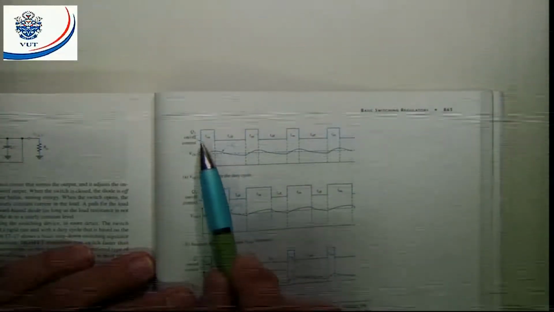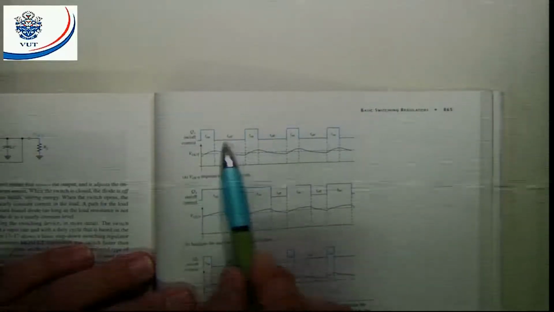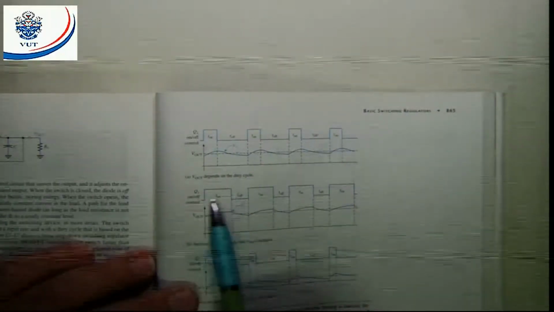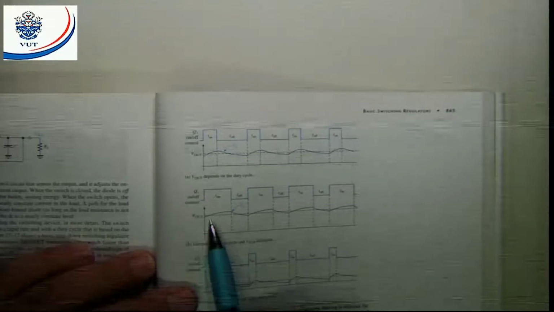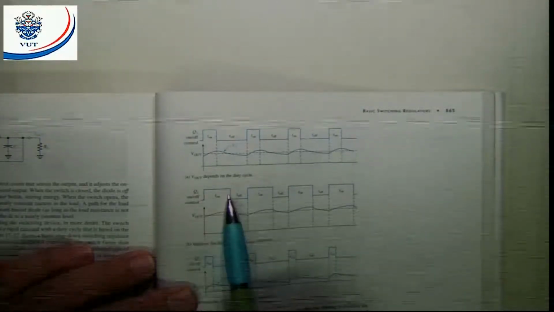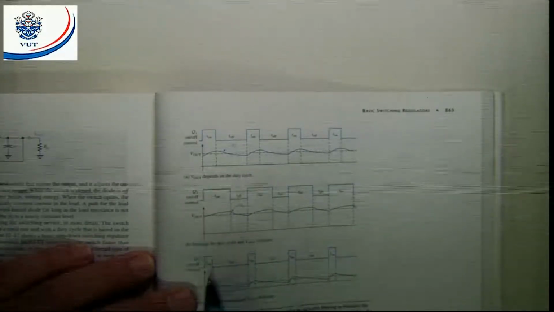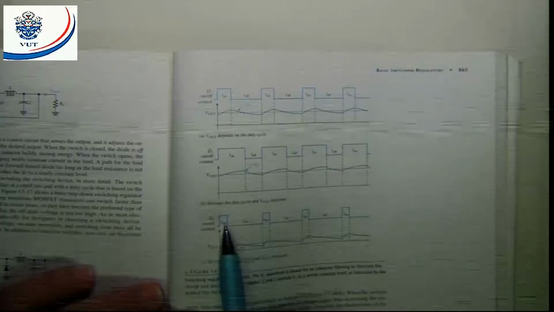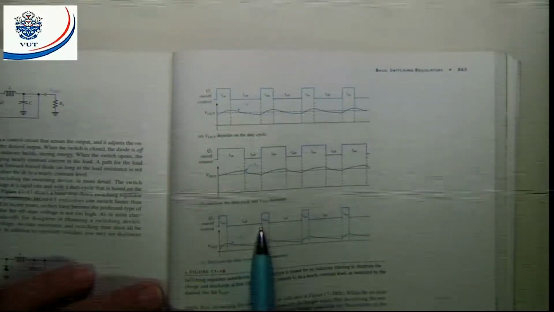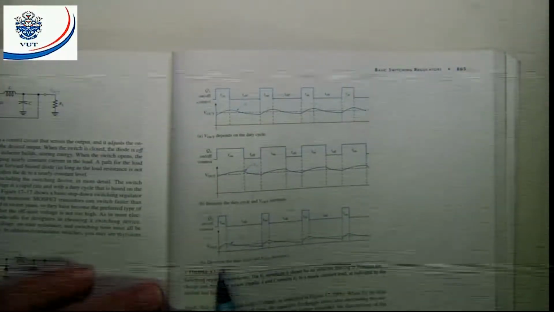The period is from there to there. There's the on time and there's the off time. If I increase my on time, my output voltage will also increase. That means if I increase the on time and decrease the off time, I will have a high output voltage. If you look at the last one here, I have a very small on time and a much larger off time, and then the output voltage will also decrease.